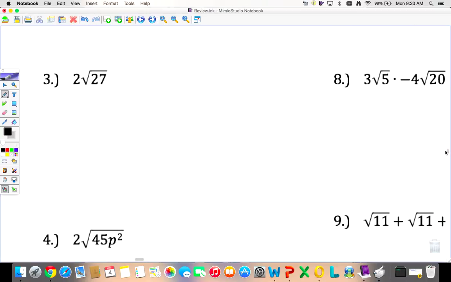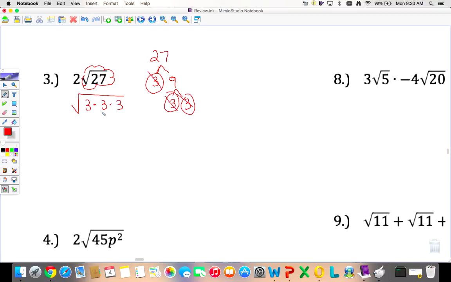Okay. Number 3, we have 2 square roots of 27. So we're going to first focus on the square root of 27. So I'm going to do my little family tree over here. 27, we can do 3 and 9. 9, we can do 3 and 3. So these are my prime numbers, 3, 3, and 3. So I have the square root of 3 times 3 times 3.